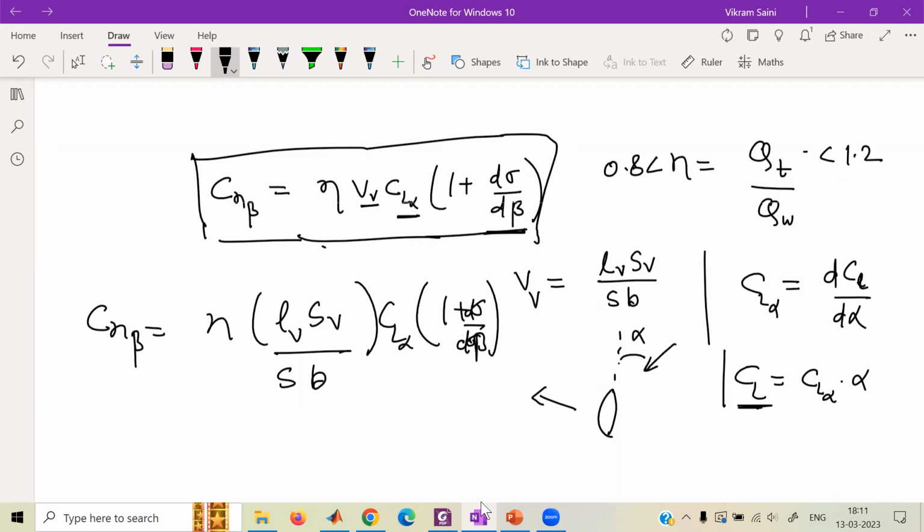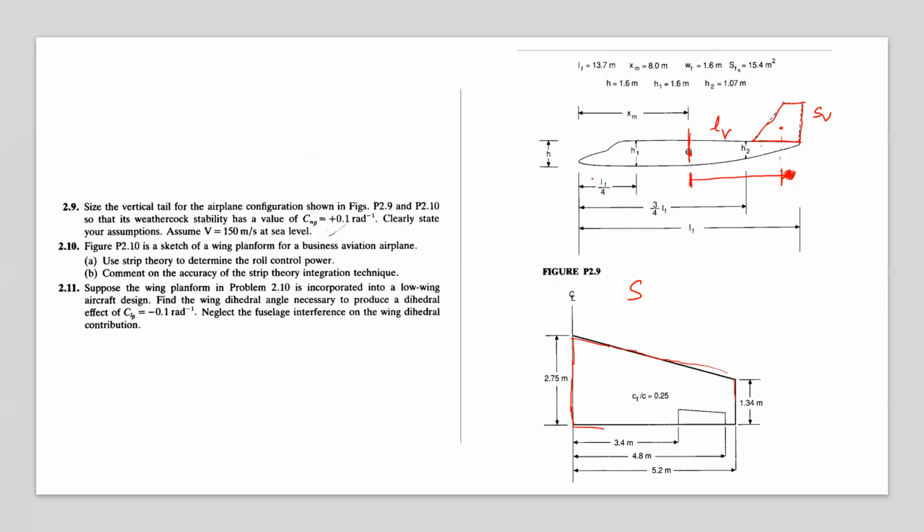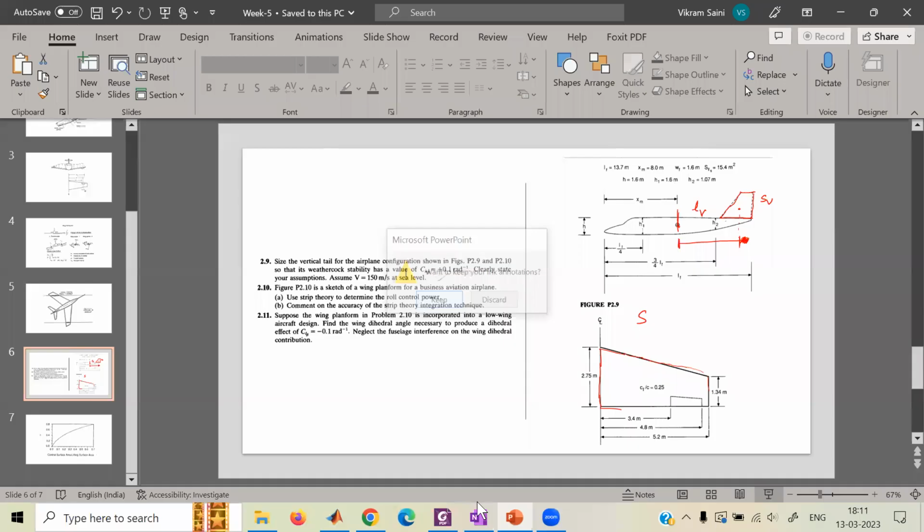In the question, if I show you again, CN beta is given to us. We have to ensure that this much CN beta this airplane has. We have to ensure that. So CN beta is given to us as 0.1.